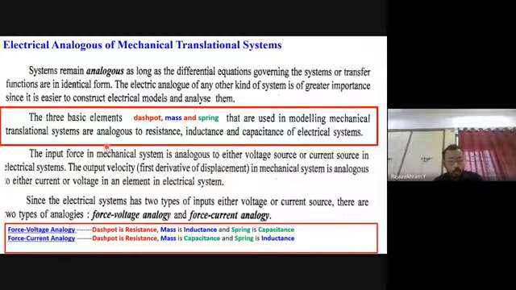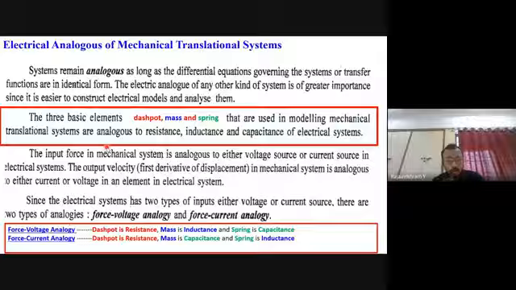For the force-voltage analogy, the force balance equation is converted into a voltage balance equation. For the force-current analogy, the force balance equation is converted into a current balance equation. It is called force-voltage and force-current. We have two cases because in the mechanical system force is the input, but here you can use the voltage source as the input as well as the current source. That's why we have the two cases: force-voltage analogy and force-current analogy.